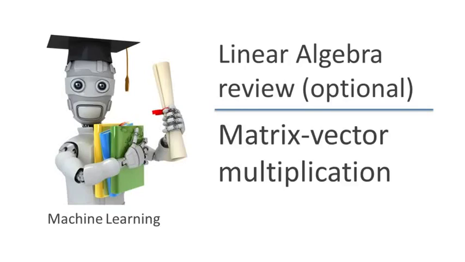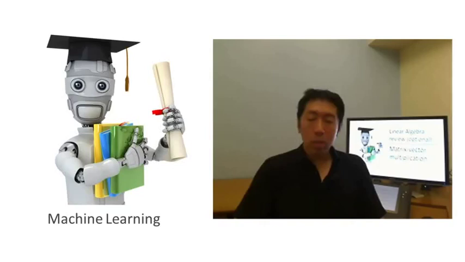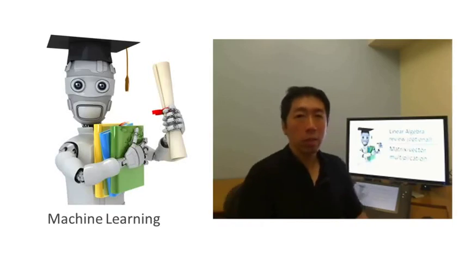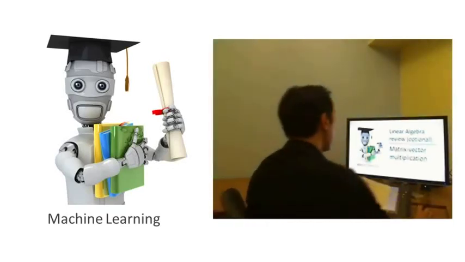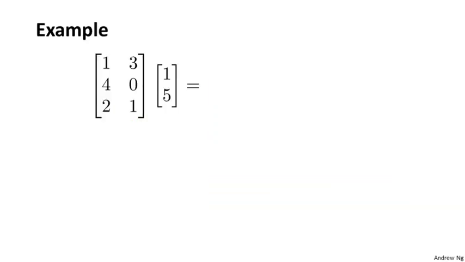In this video, I'd like to start talking about how to multiply together two matrices. We'll start with a special case of that, matrix vector multiplication, multiplying a matrix together with a vector. Let's start with an example. Here's a matrix, and here's a vector, and let's say we want to multiply together this matrix with this vector. What's the result?